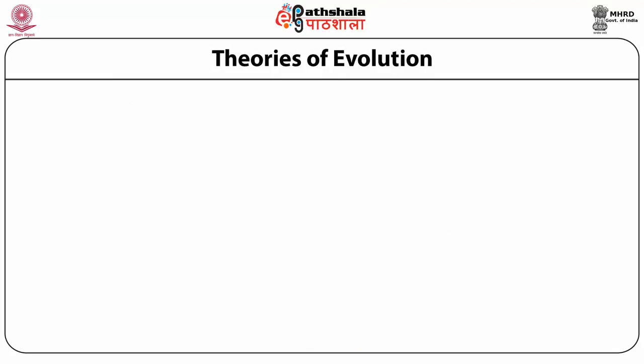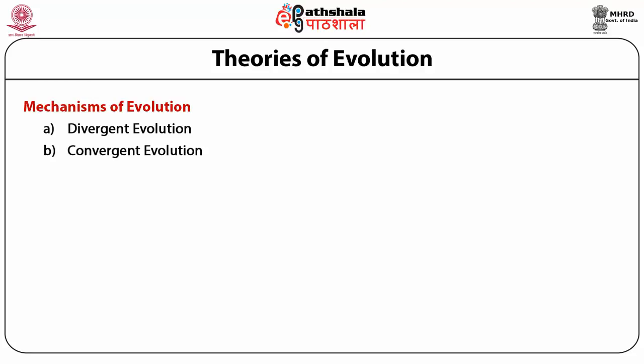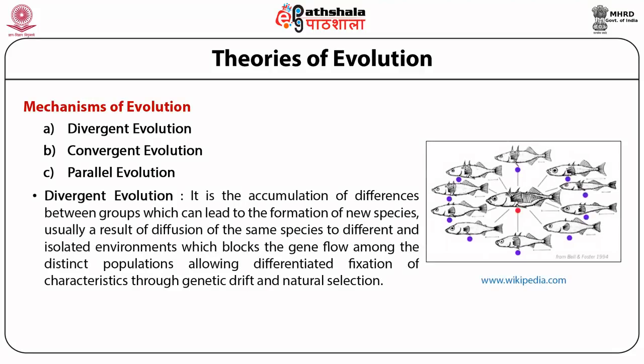How does evolution take place? To understand it, let me show the mechanism of evolution. There are three different mechanisms by which evolution takes place. Mechanism 1 is known as divergent evolution. The second mechanism can be called convergent evolution, and the third mechanism is called parallel evolution. Let's see what divergent evolution is.